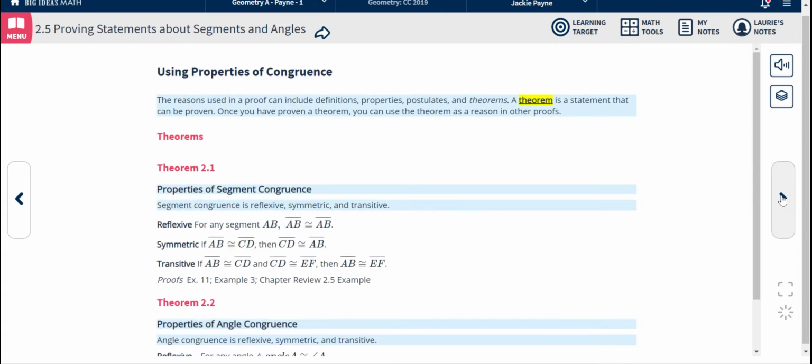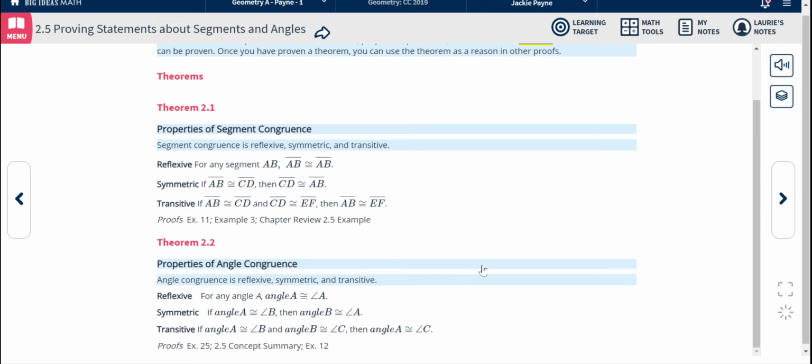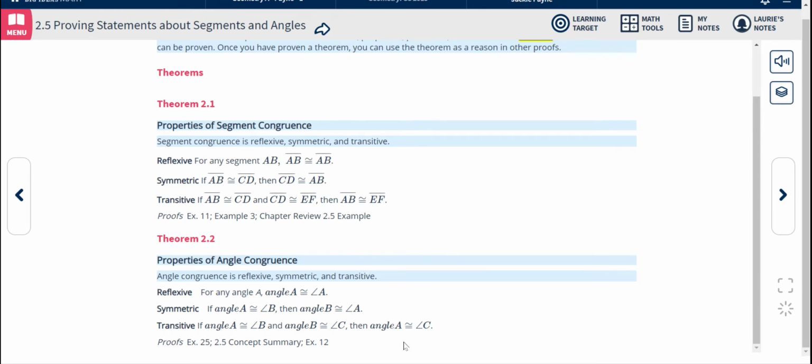So what we're going to do is talk about these theorems. You can use definitions, properties, postulates, and theorems that we've used before. A theorem is a statement that can be proven, as opposed to a postulate, which we just accept to be true. But once you prove that theorem, then you can use that theorem throughout the rest of the year. So here are properties of segment congruence, and they're called Theorem 2.1. These are almost what we wrote in the notes, but as you can see, we have reflexive, symmetric, and transitive properties, but now they're in a theorem. We also have properties of angle congruence and the same reflexive, symmetric, transitive. So you can now use those in your proofs.